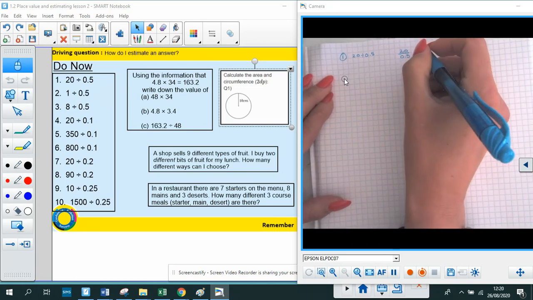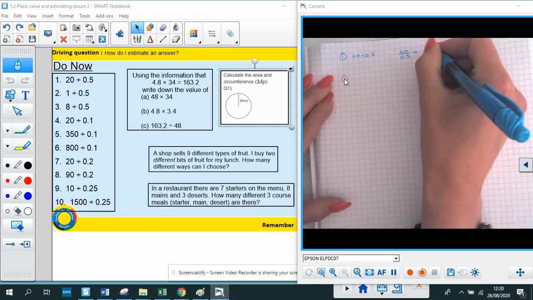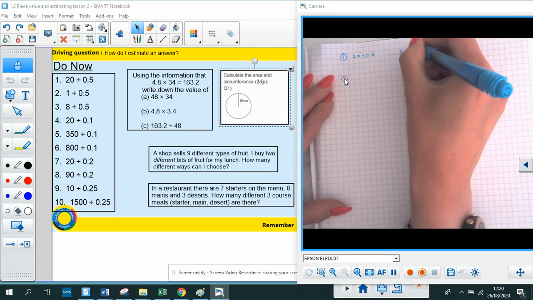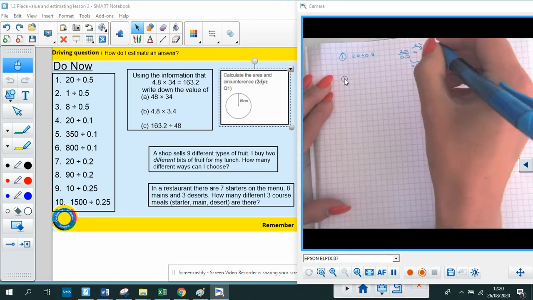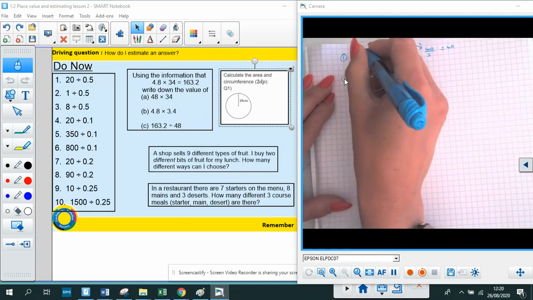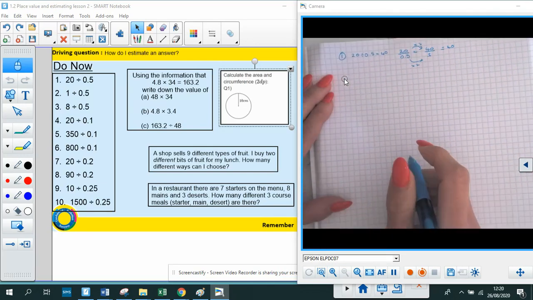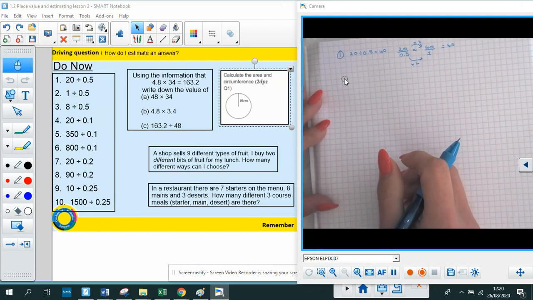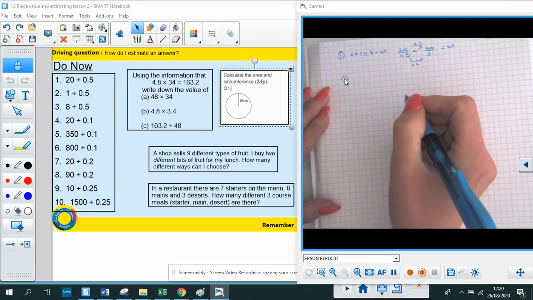So let's make an equivalent fraction, 40 over 1. We just multiplied that by 2, and multiplied that by 2. And 40 divided by 1 is 40. A really quick trick is to just remember that dividing by a half, or dividing by 0.5, is multiplying by 2.